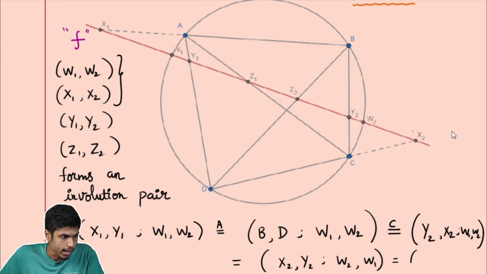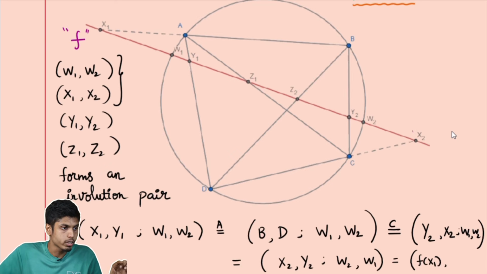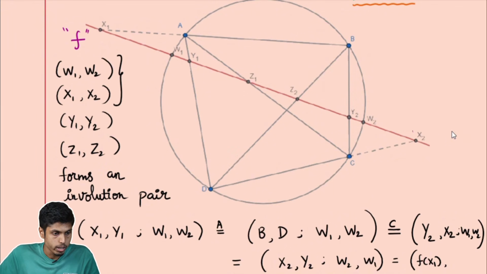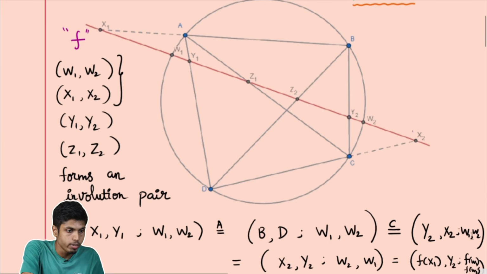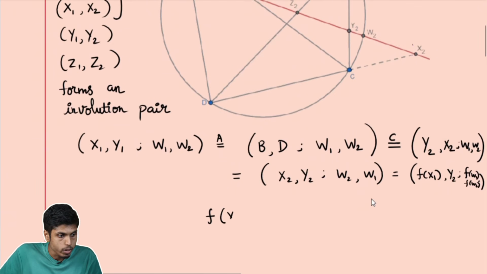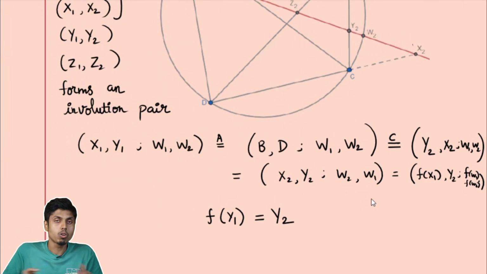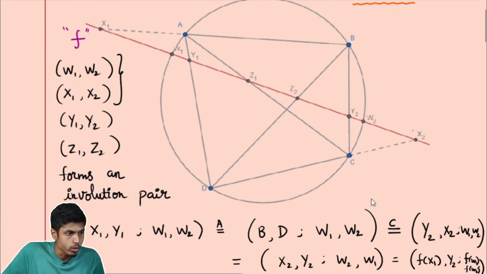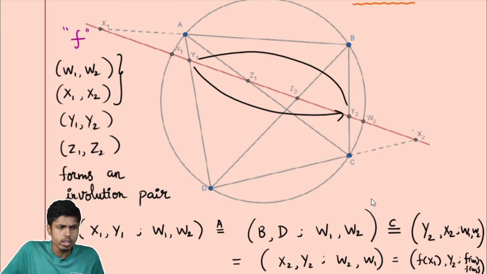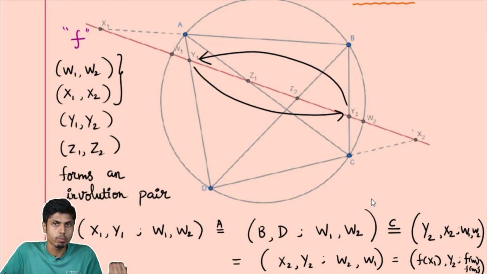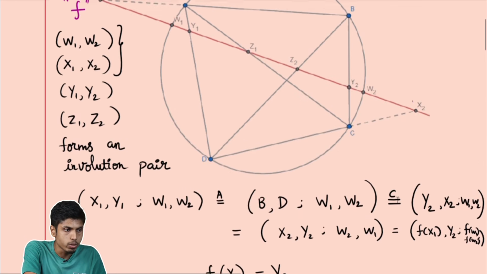Well, effectively, x2 is f of x1 by our assumption. Remember that the w's and x's are the ones defining f. So f of x1 is x2, f of y1 is y2, w2 is f of w1, and w1 is f of w2. Therefore, we get that f of y1 should be y2. So we get that y1, y2 form an involution pair. Similarly, y2 will be taken back to y1, because an involution function when applied twice should come back to the same element. Okay, how about z1 and z2?